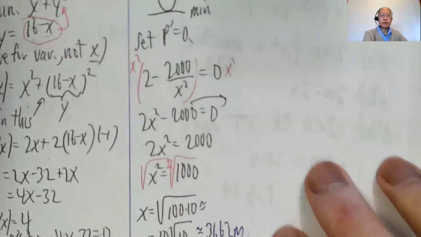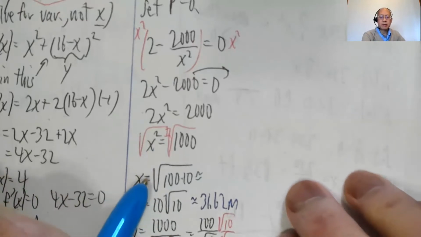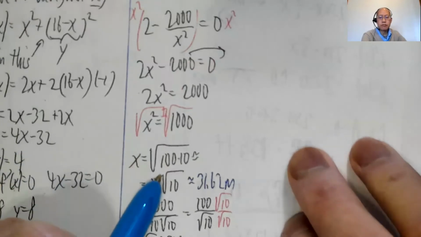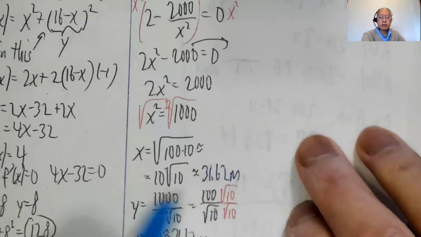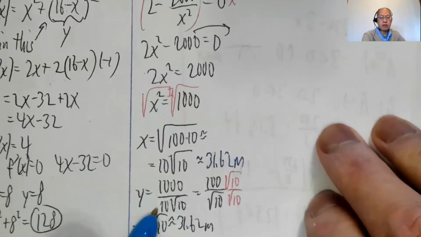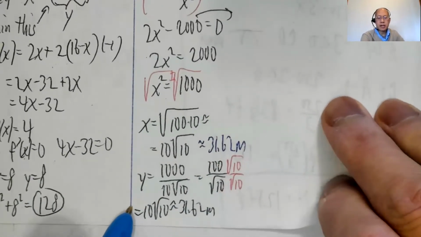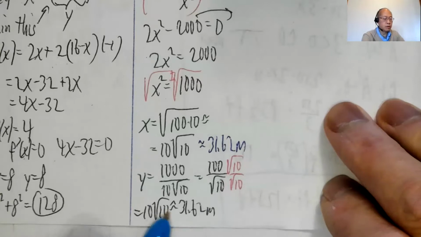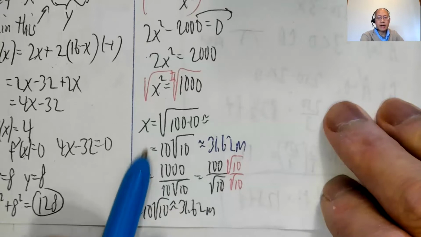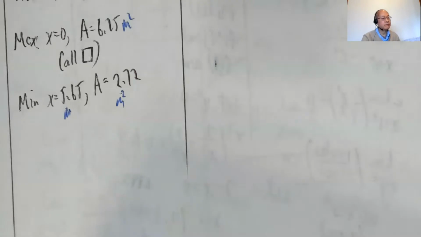So let's see where I was here. Divide by 2, x squared is 1,000. Take the square root. Forget the plus or minus, just a plus. So x is the square root of 1,000, which is 100 times 10, 10 radical 10, about 31.62 meters. y is 1,000 over x, so 1,000 over 10 radical 10 is 100 over radical 10, multiplied by radical 10 over radical 10. That's also 10 radical 10, which is also 31.62 meters. So basically, x by y, 10 radical 10 by 10 radical 10 meters, it is a square that we're looking at.